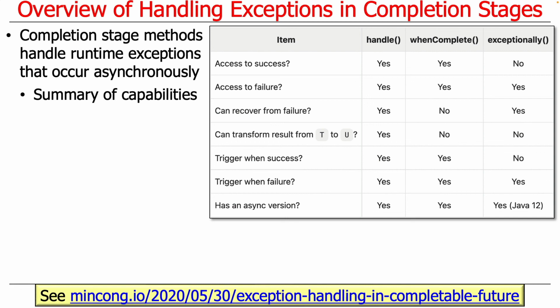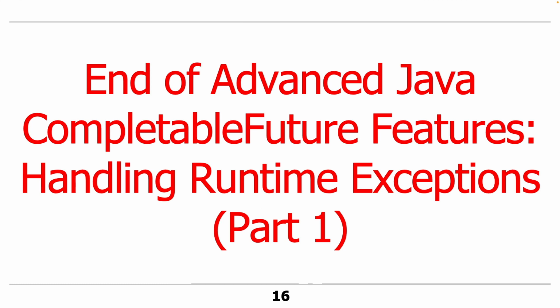I'll just note, not that it really matters, that Android only supports up to Java 11 in Android Studio. So they don't have the exceptionally async variant yet. Not that it makes that big of a deal, but it's just something to note. OK, so that's the end of the first part of our discussion about how to handle runtime exceptions in completable futures.